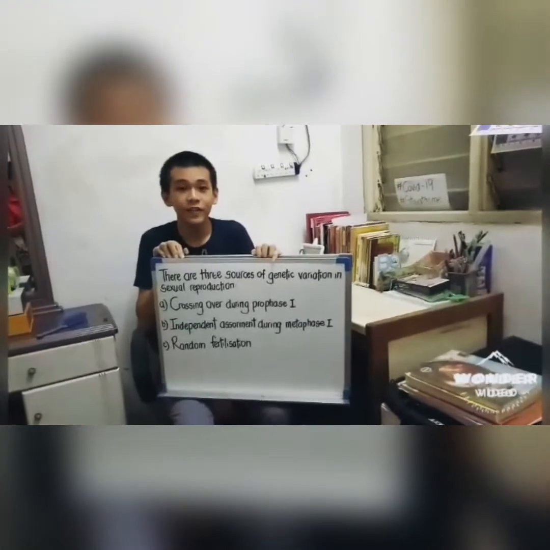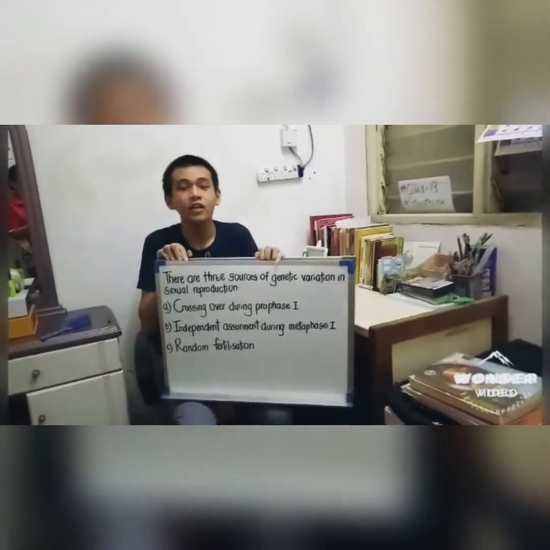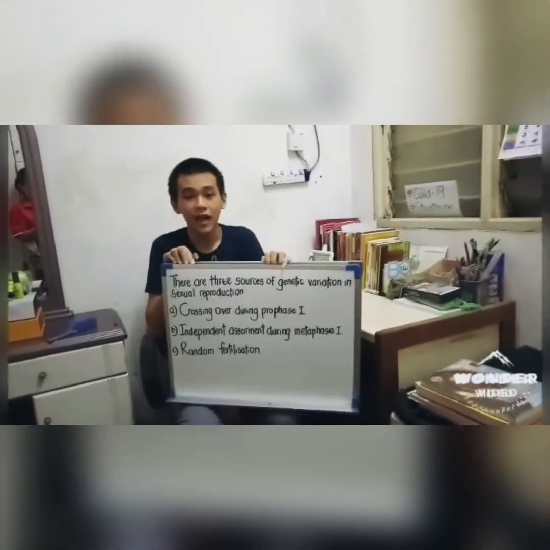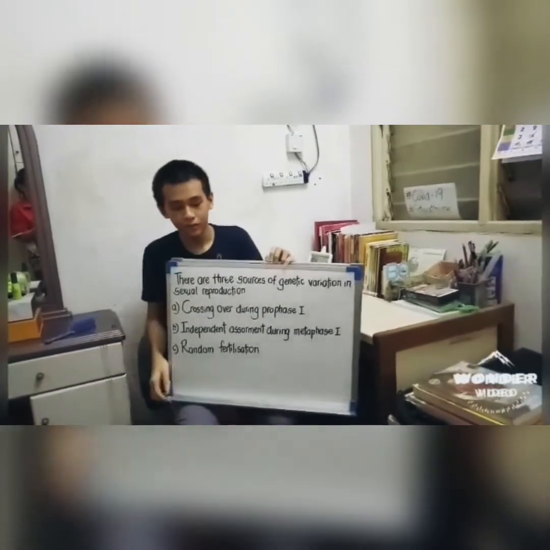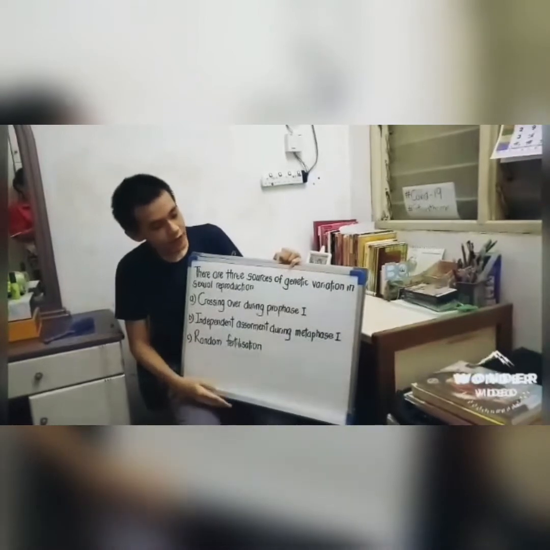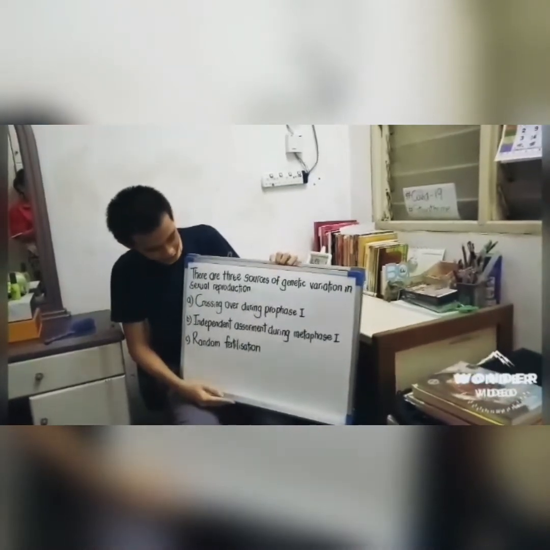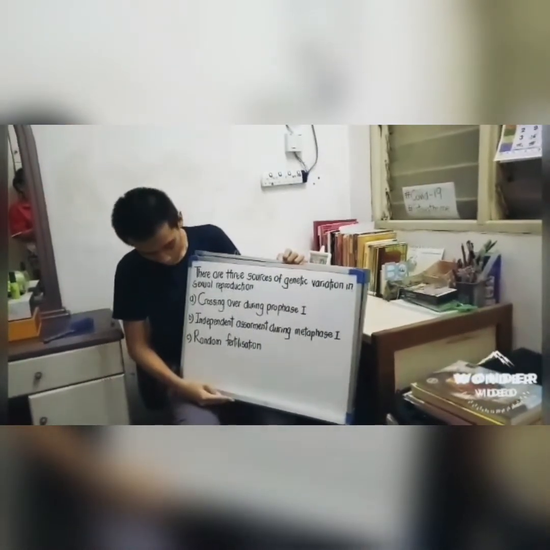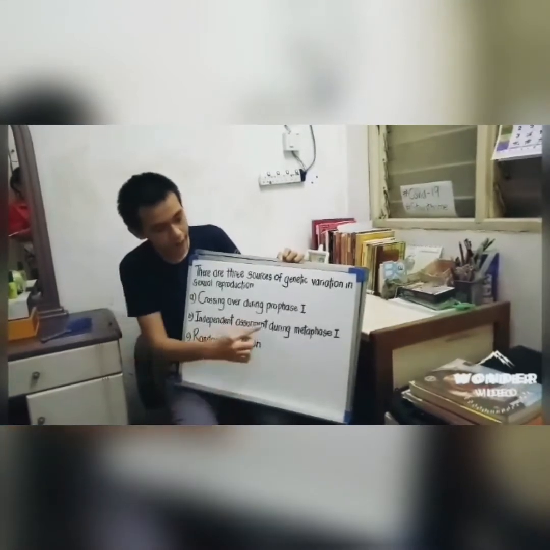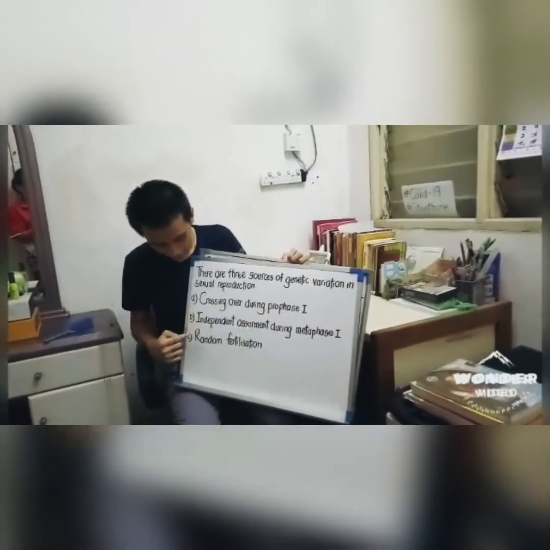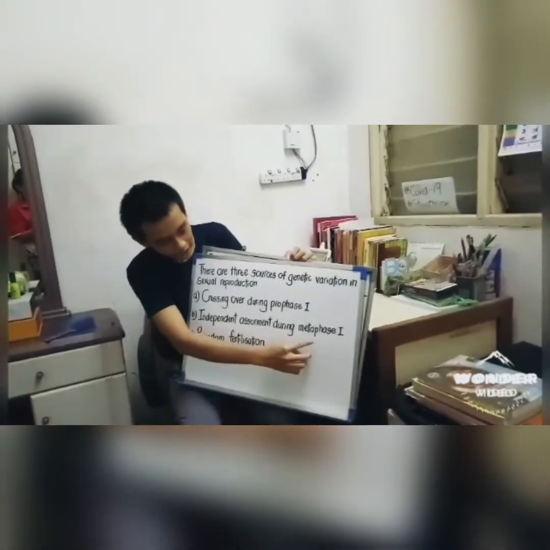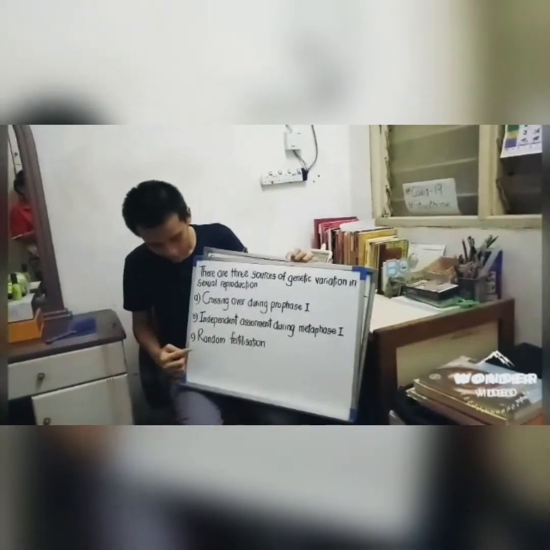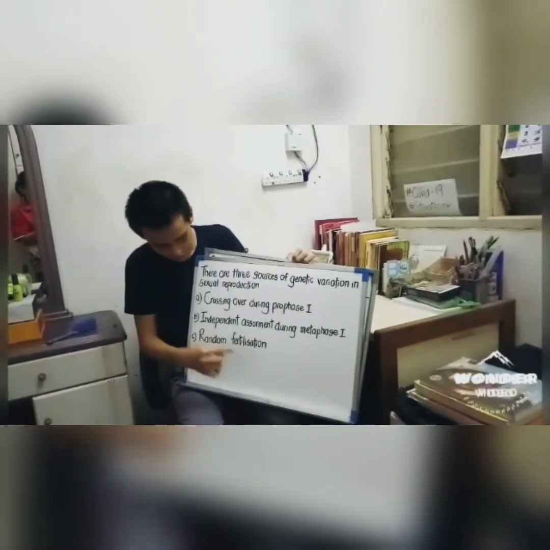Genetic variation arises partly from sexual reproduction and partly from mutation. There are three sources of genetic variation in sexual reproduction. Number one is crossing over during prophase 1. Number two is independent assortment during metaphase 1. And number three is random fertilization.